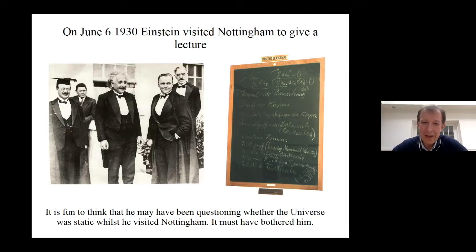And for me, it's fun to think that he arrived here on June the 6th. It was May that Eddington showed that his theory was unstable. And I can't help thinking he must have been pretty bothered by that. And I think if you look closely at that photograph, you think, yeah, he's smiling, but deep down, he's hurting. He doesn't like this expanding universe.